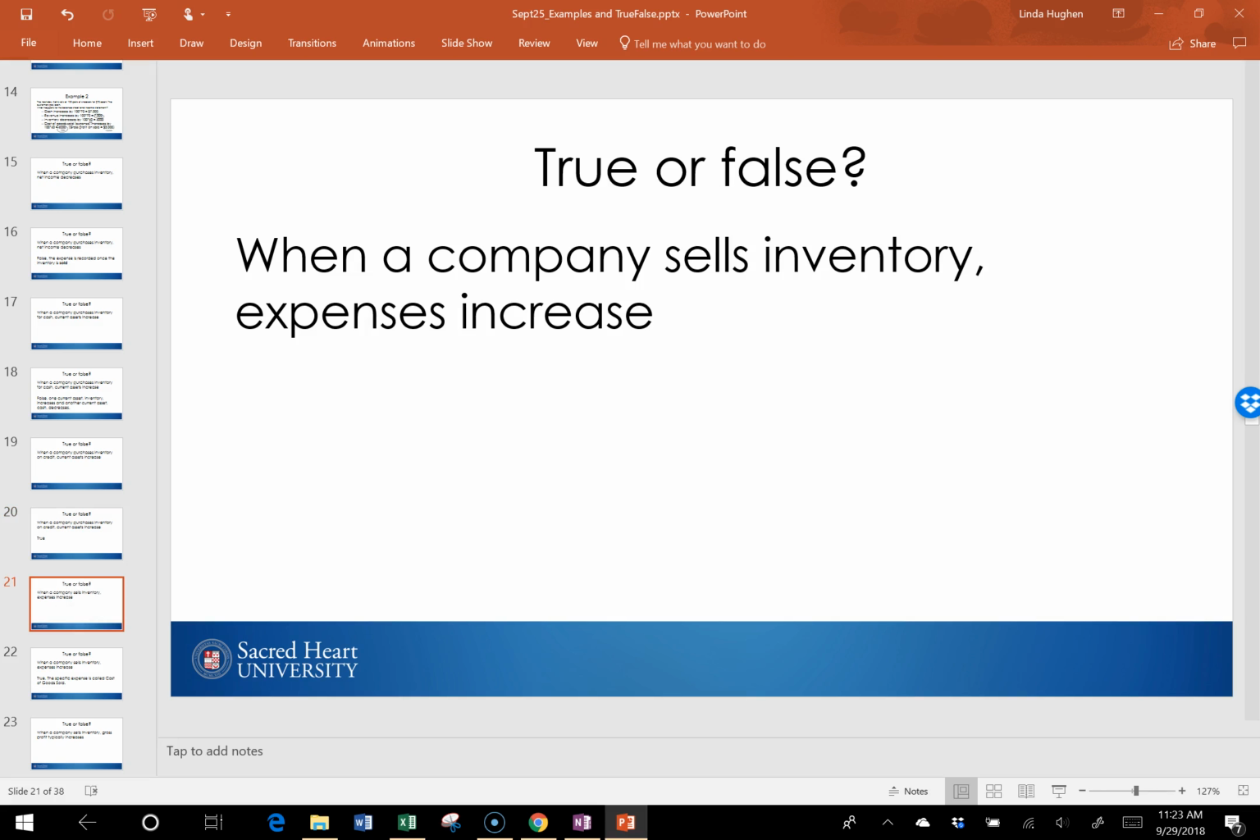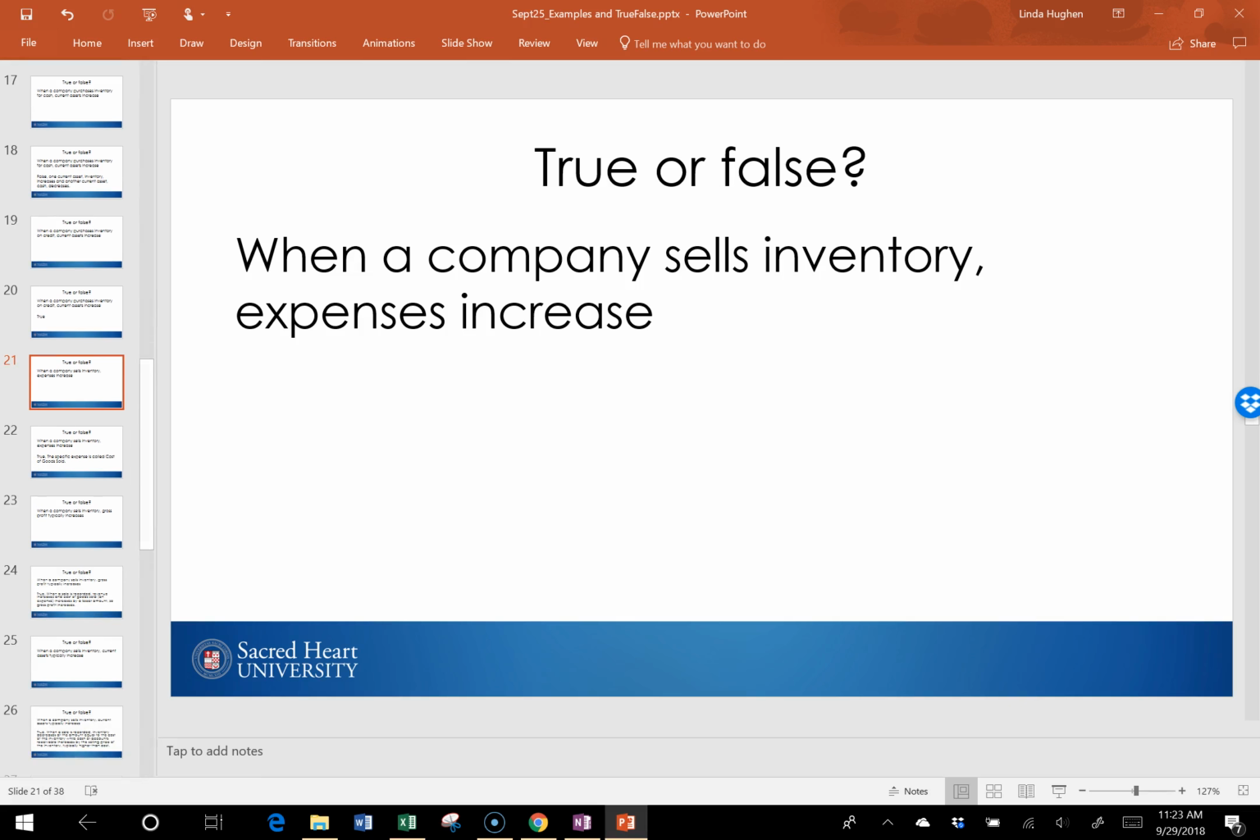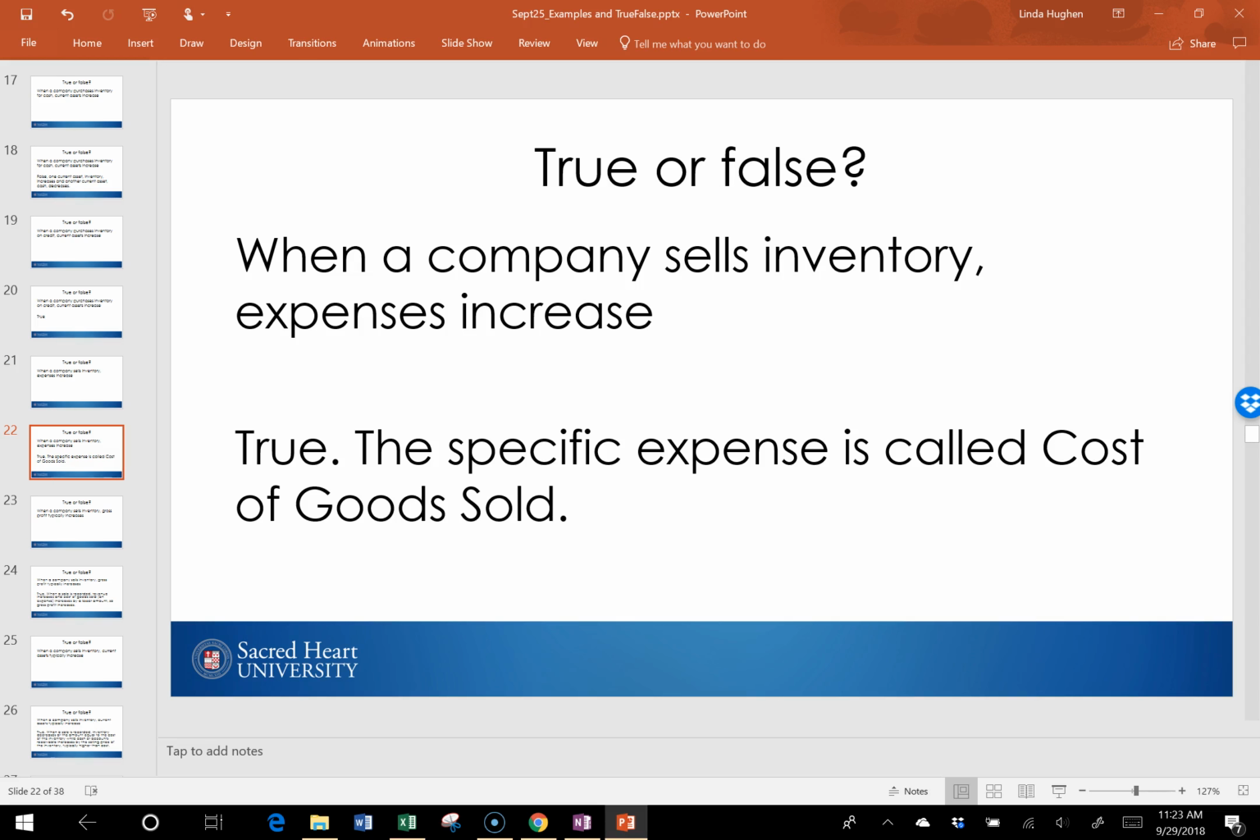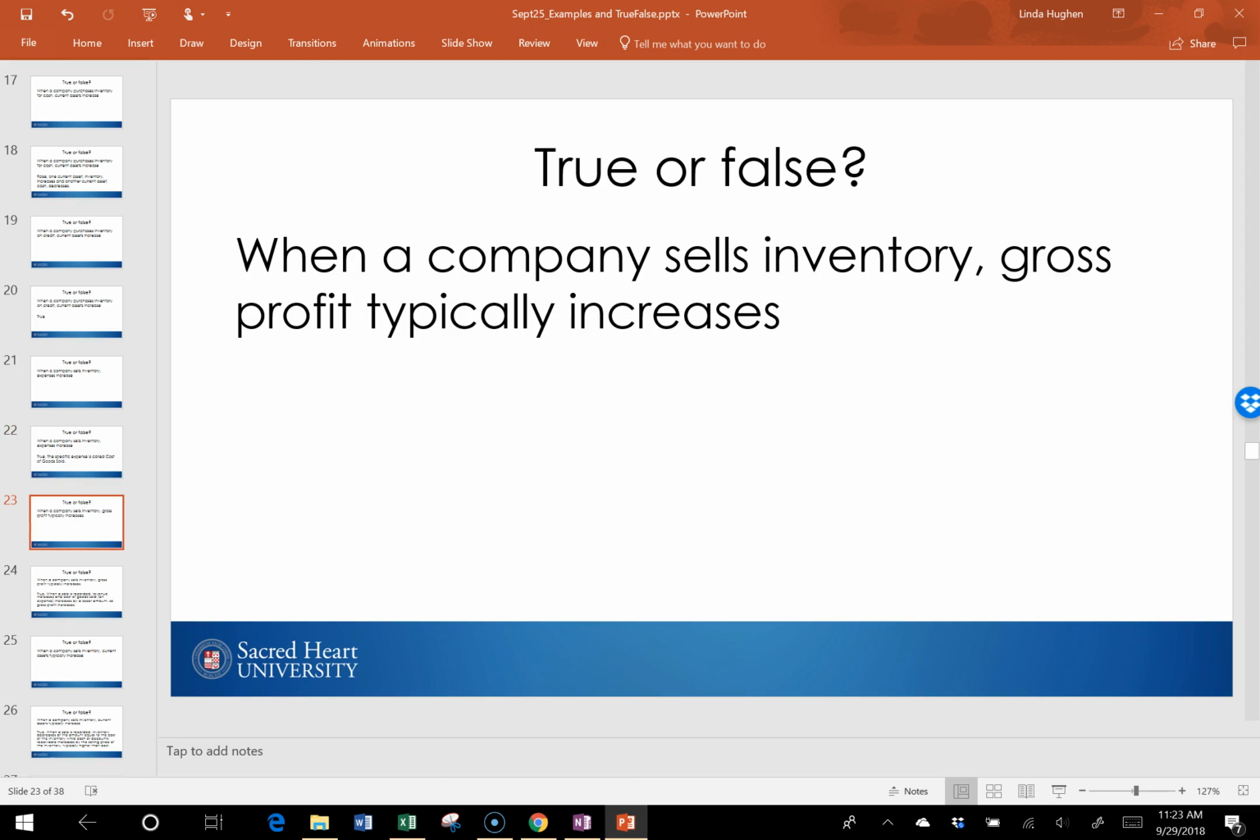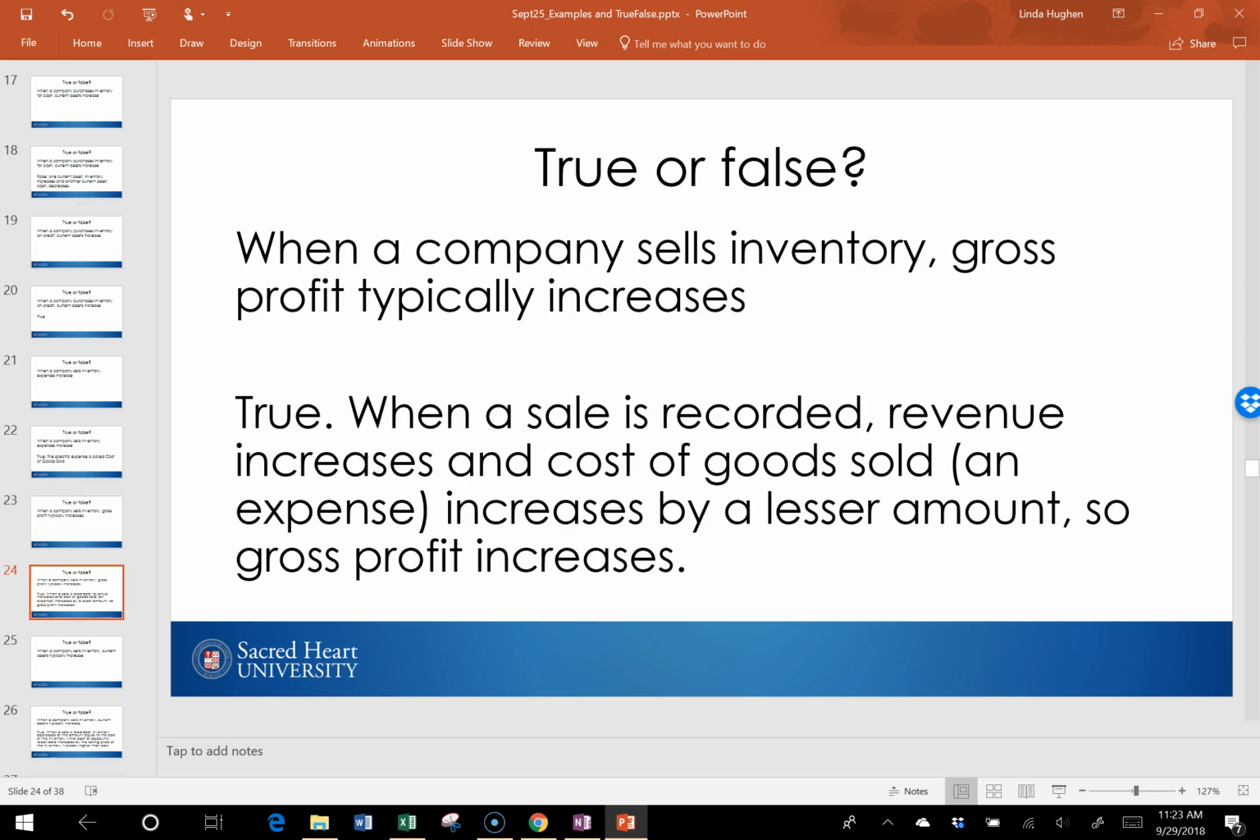When a company sells inventory, expenses increase. True or false? That's true. The specific expense is called cost of goods sold. When a company sells inventory, gross profit typically increases. True or false? True. When the sale is recorded, the revenue increases and cost of goods sold, the expense, increases by a lesser amount, and that difference between revenue and cost of goods sold is called gross profit.